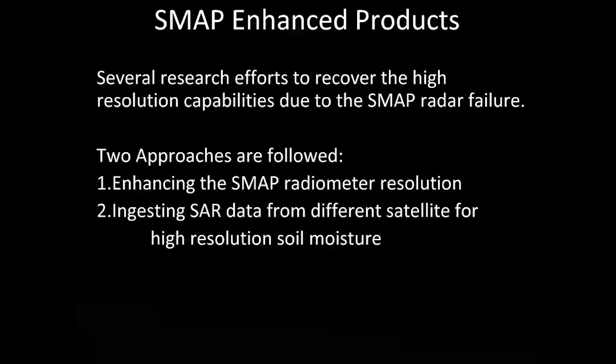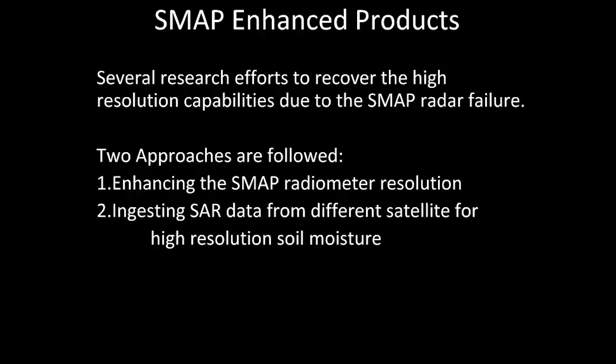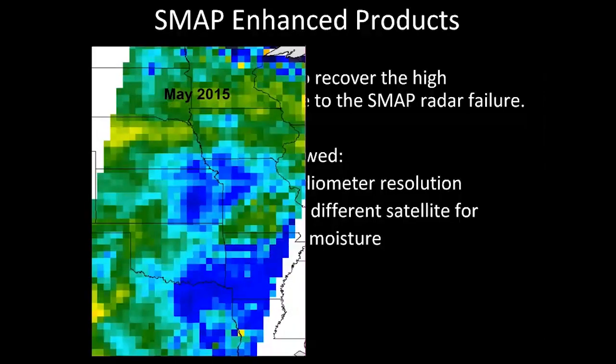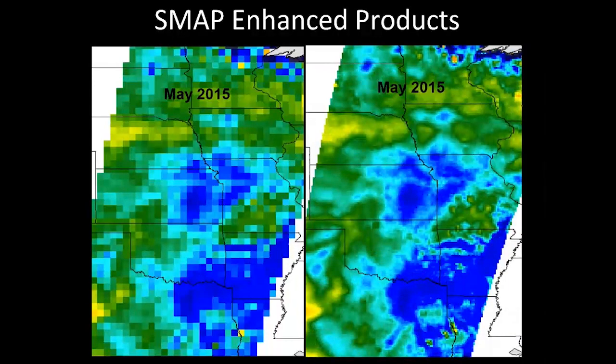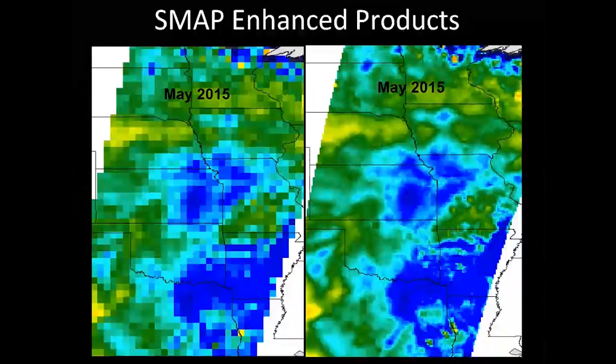And we also have enhanced products. And what I mean by that is that there are going to be several research efforts to recover the high resolution capabilities. One of them is enhancing the radiometer, and the other one is ingesting data from Sentinel-1A and 1B. So when we're saying a radiometer image that looks like this from May 15, we will enhance it using specific methodology to look more like this. And you'll actually hear about the details and the algorithms that are going to be applied for this to happen.